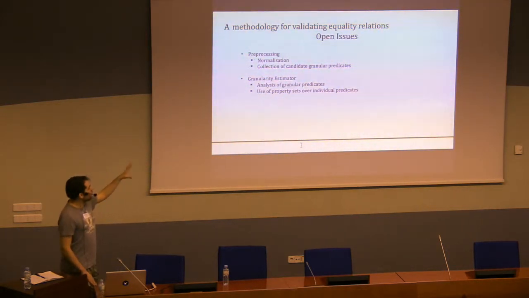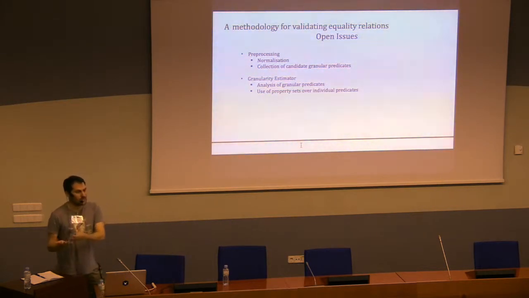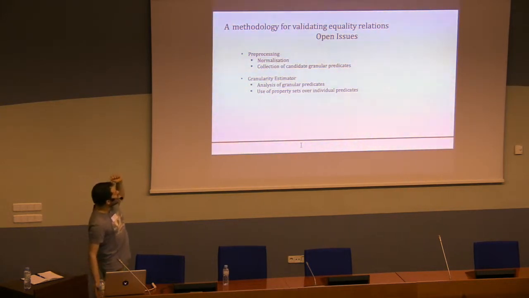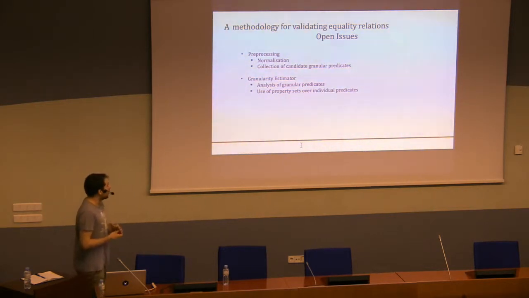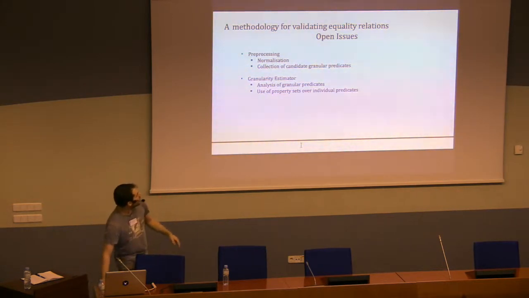Now, there are a couple of open issues about this proposed prototype. That is, if normalization is going to be done, it has to be non-pervasive, because data can be sensitive to pervasive normalization techniques. Also, how the collection and the analysis of the granular predicates is going to be handled. And as mentioned by my reviewer in my paper, who I thank, the notion of creating property sets as identifying or distinguishing sets of properties instead of using individual properties is also something that needs to be thought of.